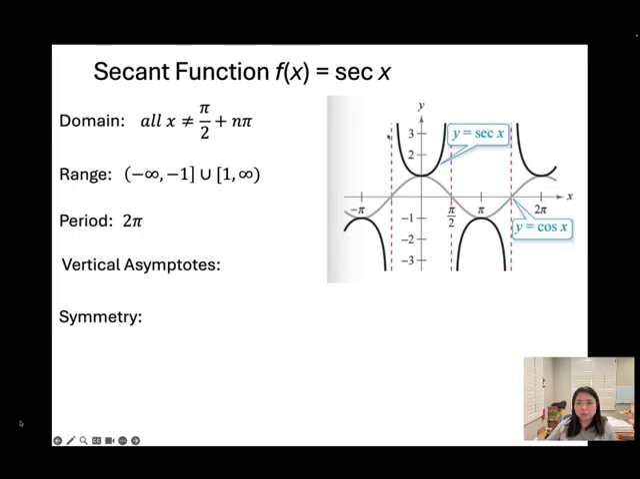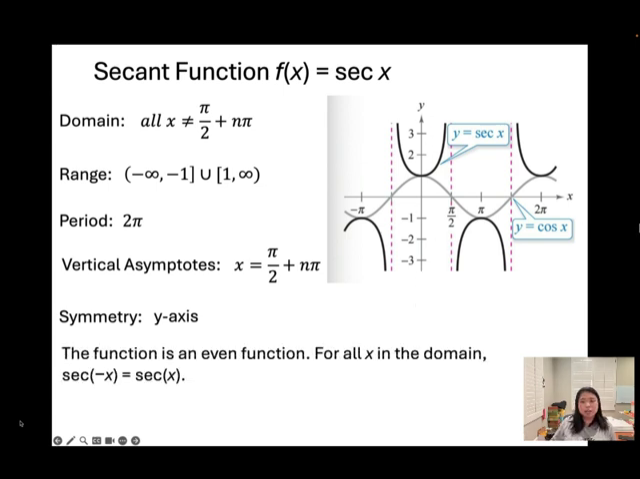Vertical asymptote. So talking about this line here. That will be similar to the domain, right? X equal to pi over 2 plus n pi. So talking about the red line here. This is a vertical asymptote. And then symmetry. That will be the y-axis. And then the function is an even function. For all x in the domain, secant of negative x will be equal to secant x. Okay, even function. I need you guys to remember how to graph y equal to secant x.